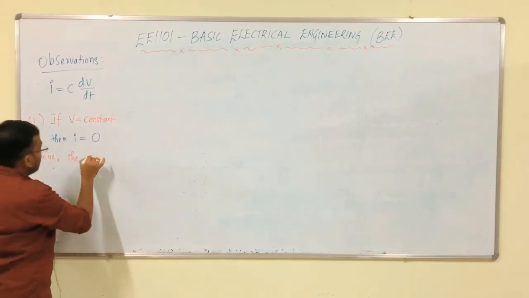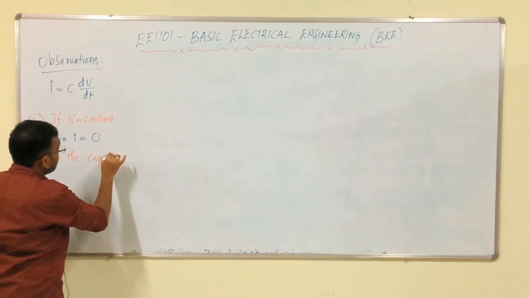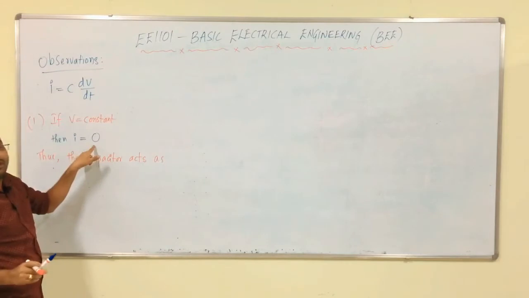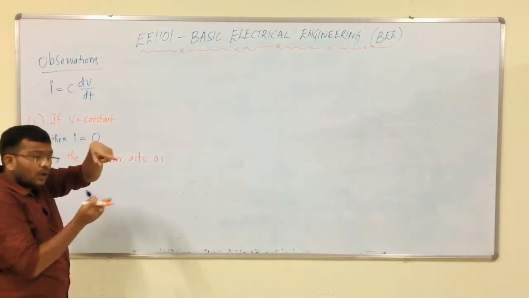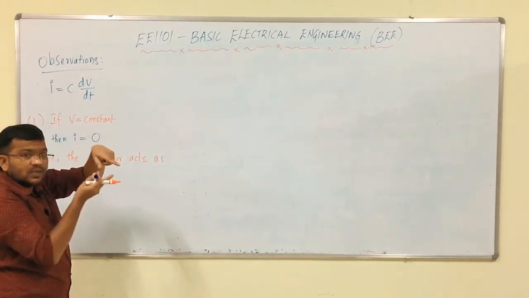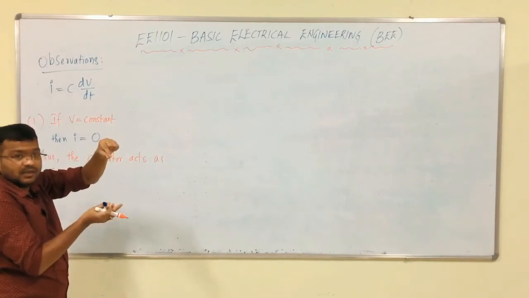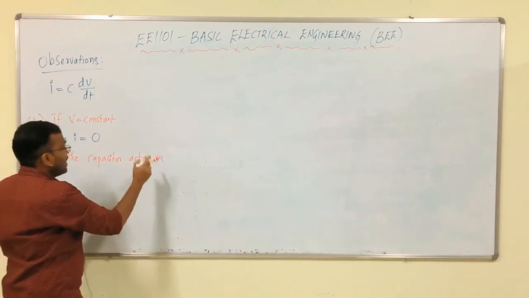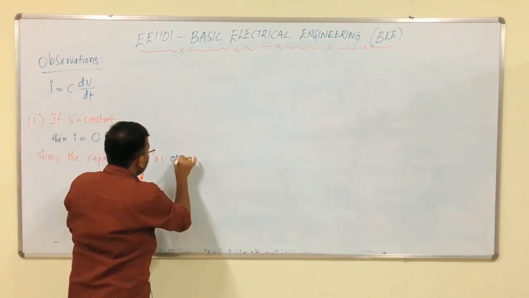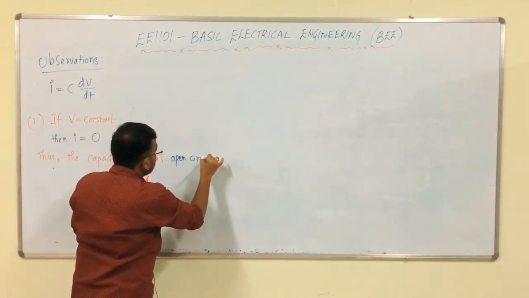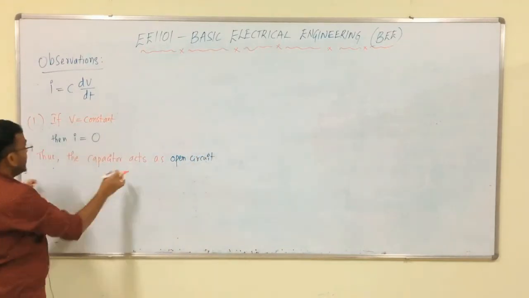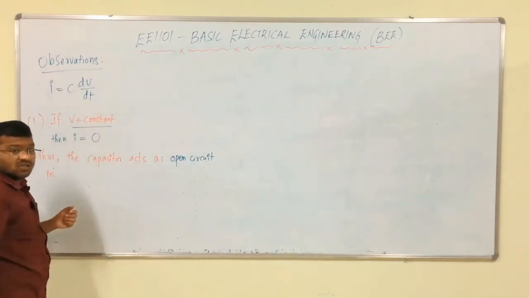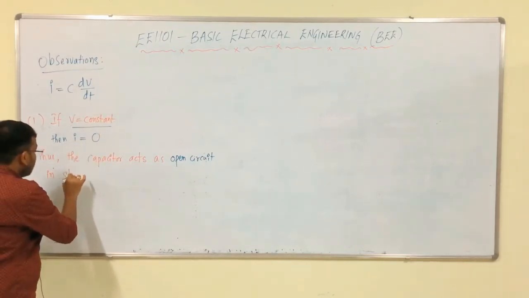Thus, the capacitor acts as... current is 0 means what? There is no closed loop in the circuit, which means there is an open circuit in the circuit. Thus, the capacitor acts as an open circuit in which state? The voltage is constant, no, which means in steady state.